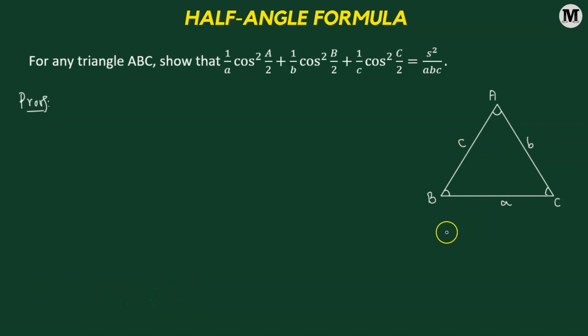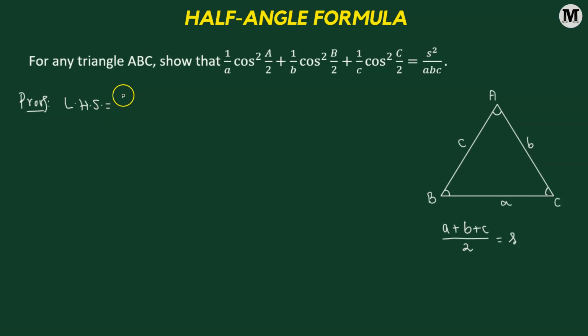lowercase respectively. If we take the sum of the three sides a, b and c, that's going to give us the perimeter of the triangle. We're going to take half of that perimeter, and this is going to give us s, which is referred to as the semi-perimeter of the triangle ABC. Okay, we'll start our problem from the left hand side.